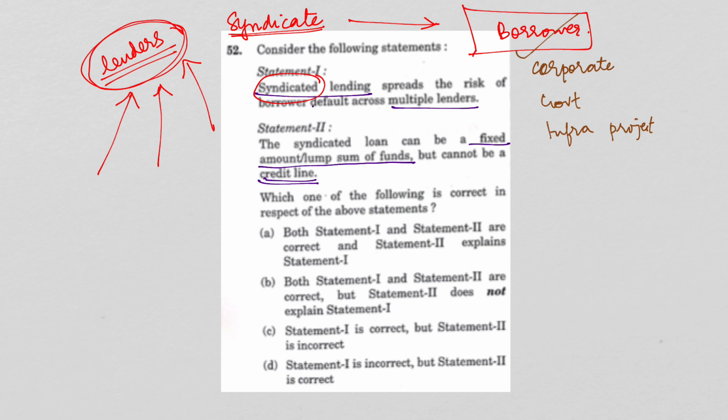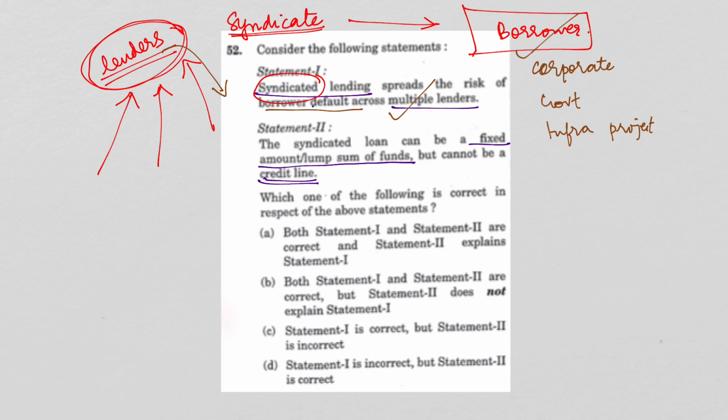Now, if this is the case, read the first statement. Syndicate lending spreads the risk of borrower default across multiple lenders. Definitely. Why? Because in syndicate lending, a few lenders or multiple lenders come together and lend the money. So all the lenders will have that risk of default, right? So it is spread, or the risk is divided among the lenders. So the first statement is correct.